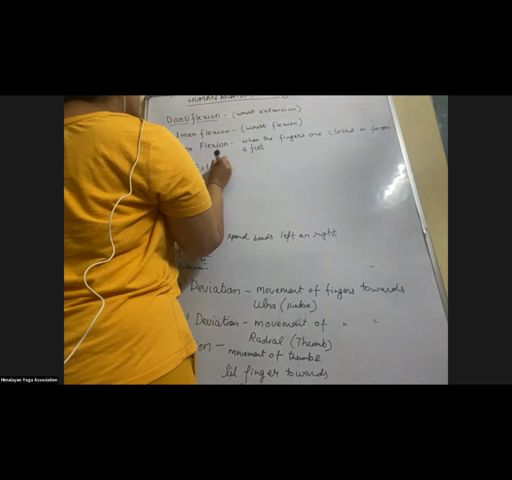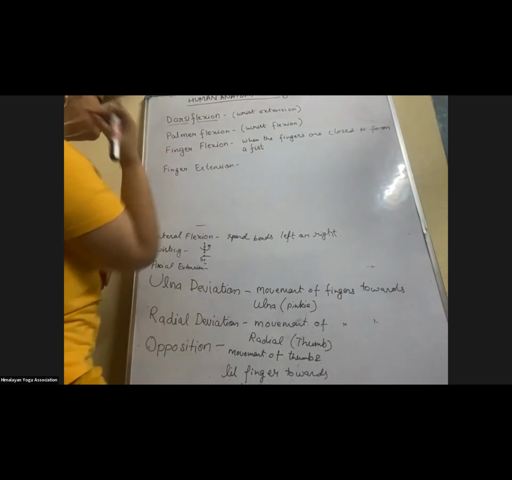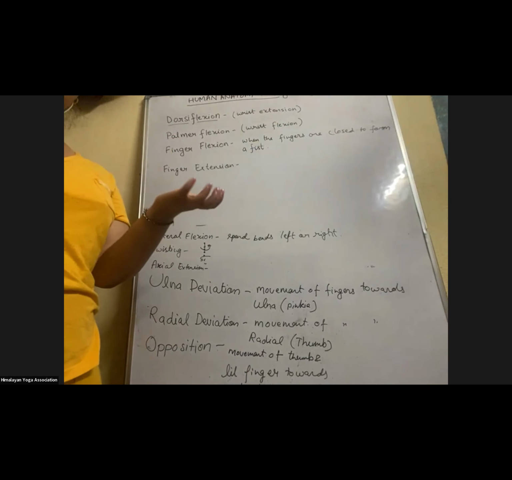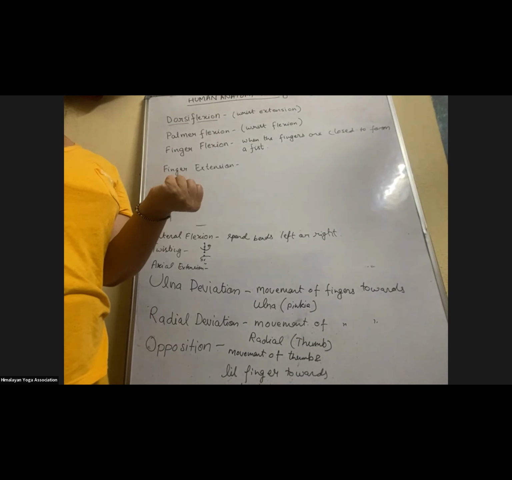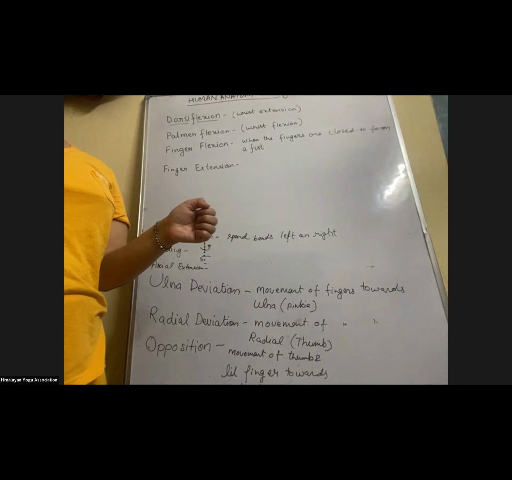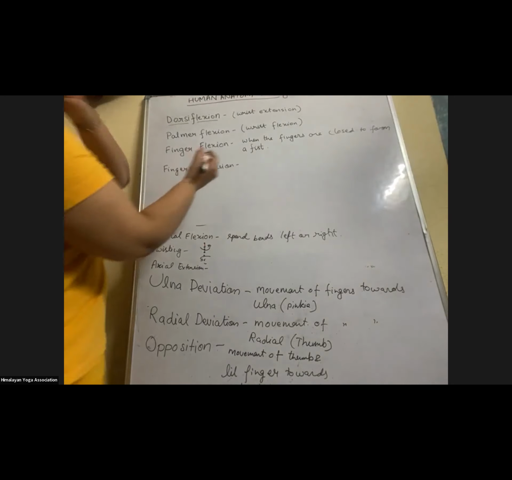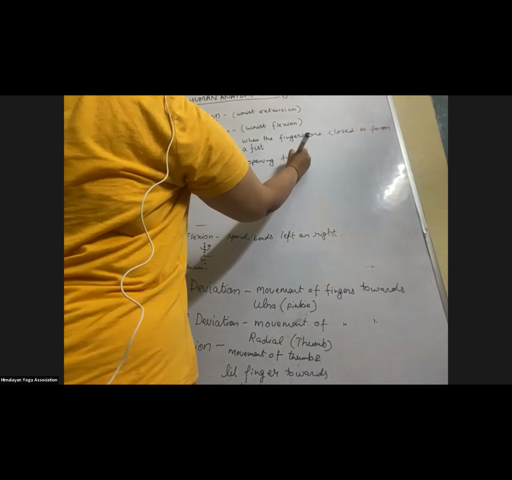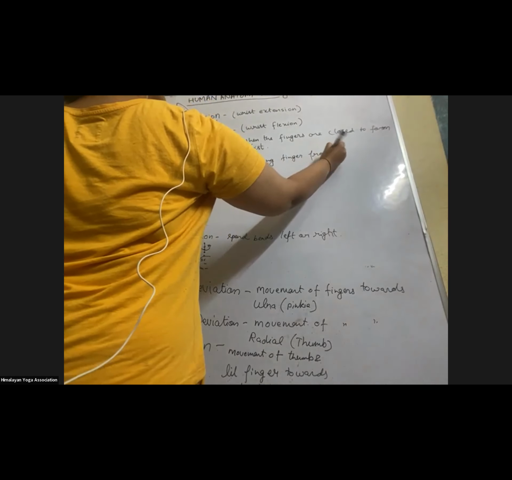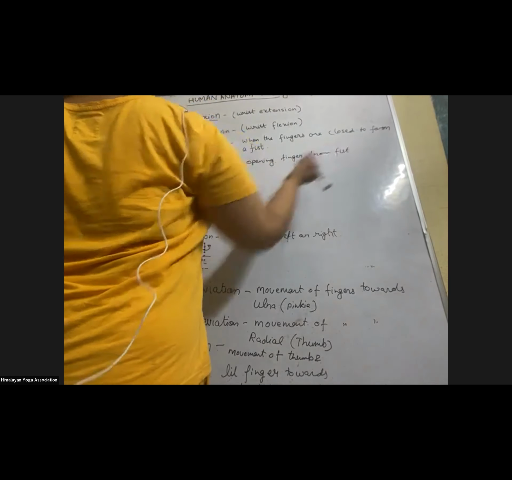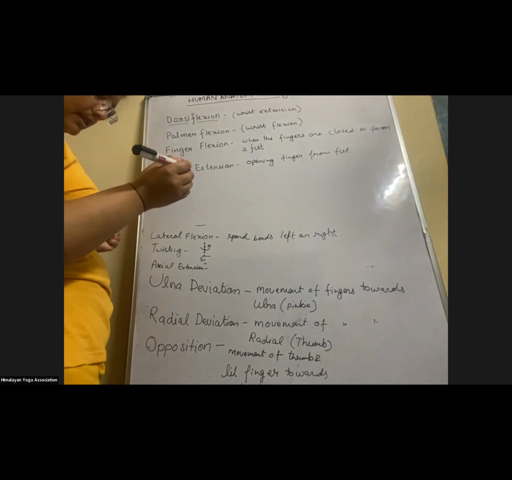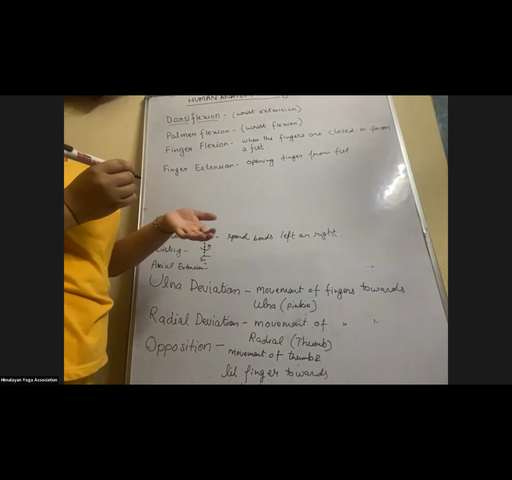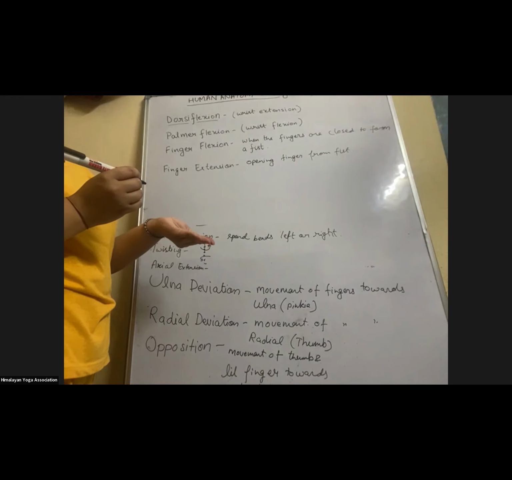You can obviously tell what finger extension is. This is finger flexion, and then this is finger extension. This is opening the fingers from the fist. Okay. So next is finger abduction and adduction. I've already told you this is abduction, this is adduction.